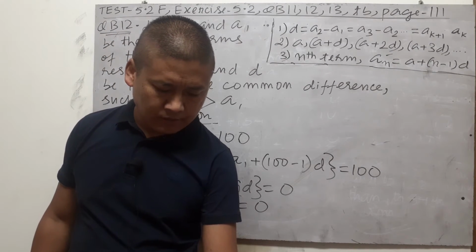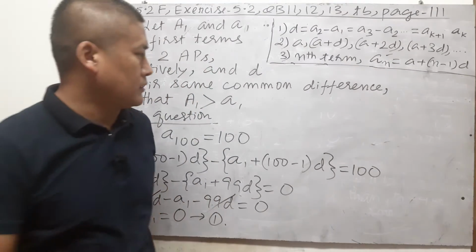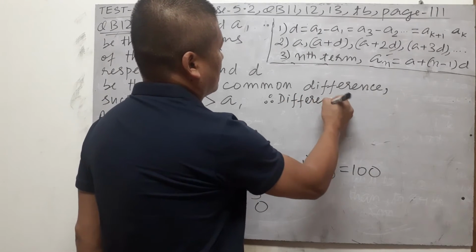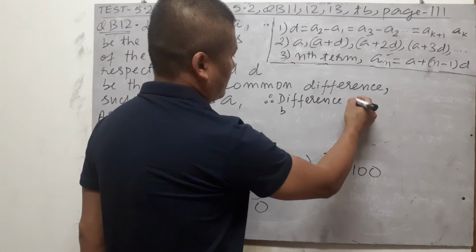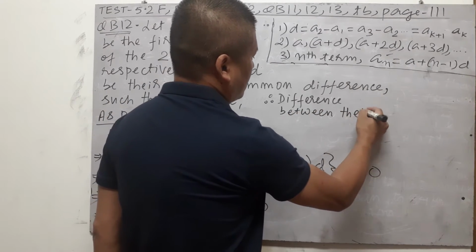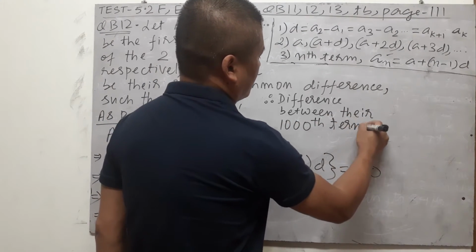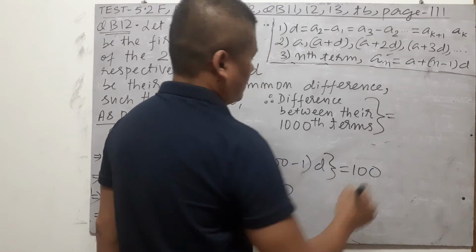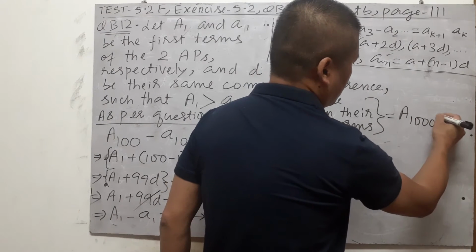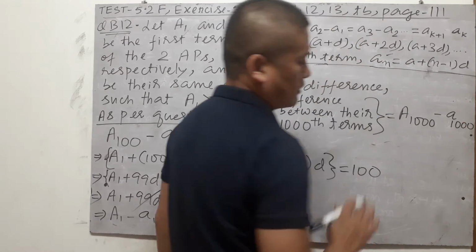Last sentence: what is the difference between their 1000th terms? So the answer is the difference between their 1000th terms. This is the exact language of the text they are asking us. So the 1000th term of the first AP, capital A1000, minus the 1000th term of the second AP, small a1000.